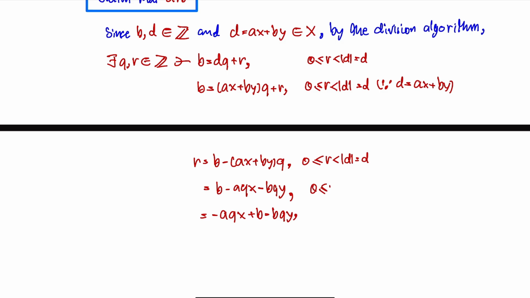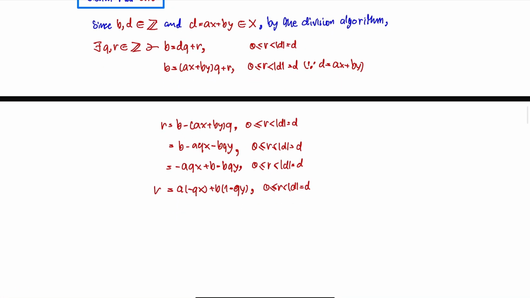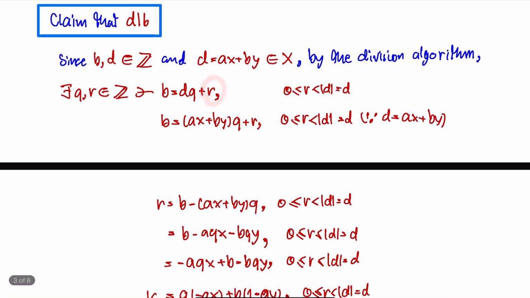Okay, so r is greater than or equal to 0, less than absolute d. And then I will factorize a and b. You're going to have a times minus q x plus b times 1 minus q y. Okay, great. That's what we have right now. So this is our r. Now let's show that r is 0, which is the remainder.